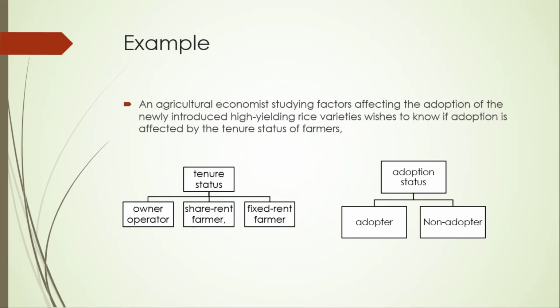So we have an example. The example is related to agriculture, where a new variety of rice is introduced, and the agriculture economist wants to check the relationship between the tenure status of the farmers and the adoption status of the farmers. Tenure status is further categorized into 3 categories: owner operator, share rent farmer, and fixed rent farmer. The adoption status is categorized into adopter or non-adopter.